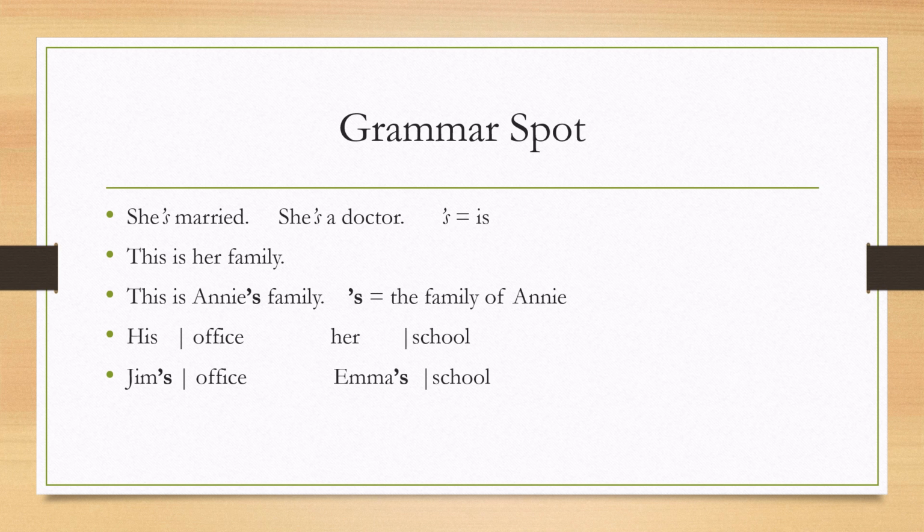Let's look at our grammar spot for this unit 4. She's married. She's a doctor. Notice this apostrophe s is equal to is, the verb is. This is her family. This is Annie's family. Here, the apostrophe s is the possessive, which means the family of Annie. Annie's family or the family of Annie. His office, we can also say Jim's office. Her school, or we can say Emma's school.